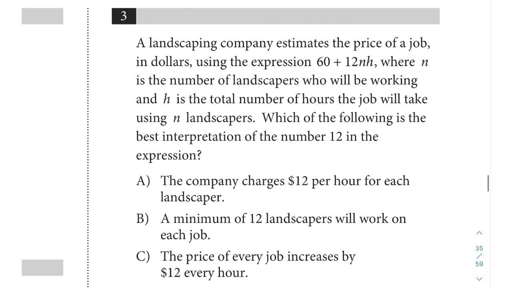So this one's a little bit of a longer word problem. A landscaping company estimates the price of a job in dollars using the expression 60 plus 12NH, where N is the number of landscapers who will be working, and H is the total number of hours the job will take using N landscapers. Which of the following is the best interpretation of the number 12 in the expression? And we see our answer choices below.